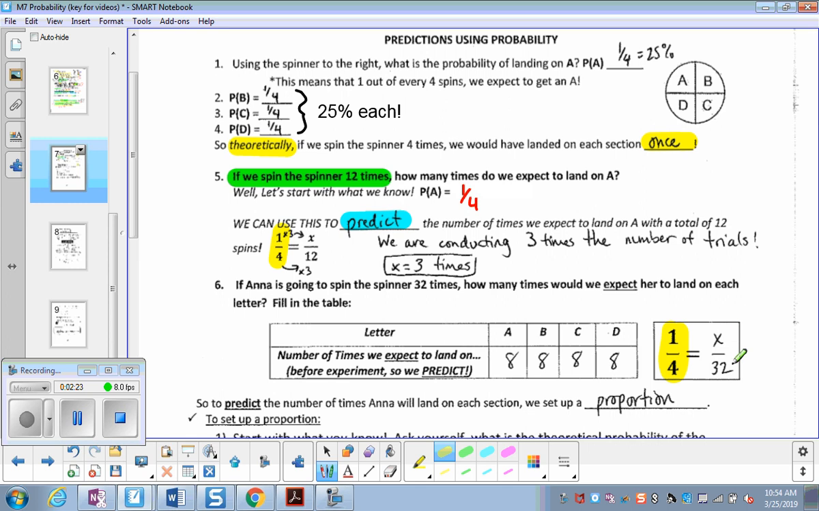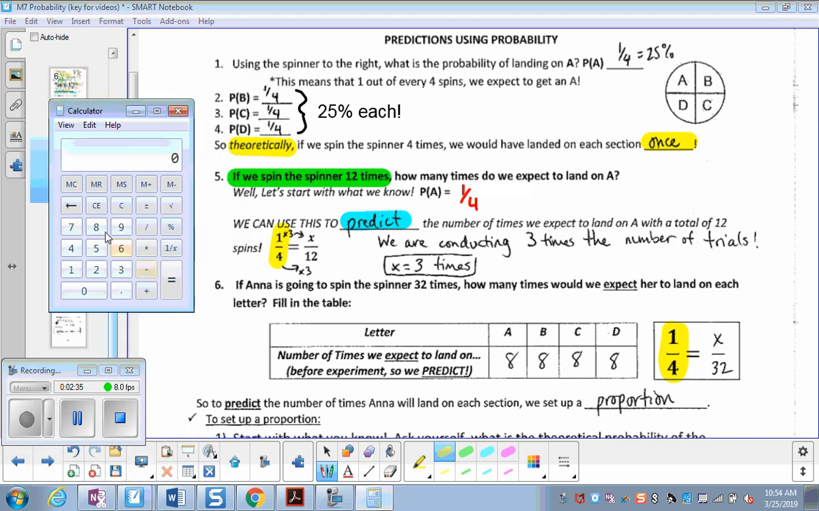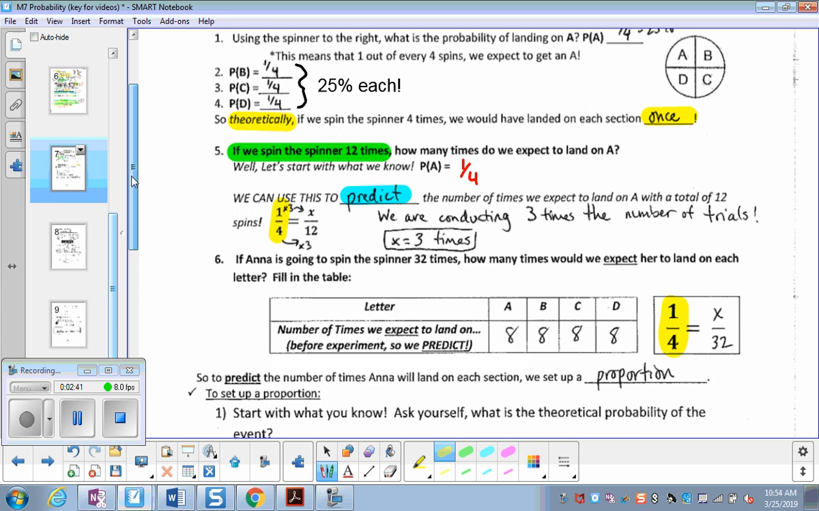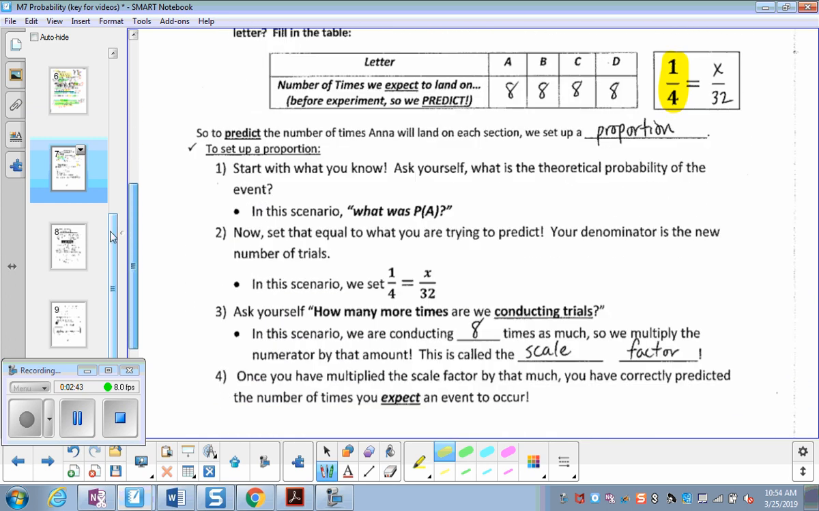So 8 out of the 32 times we'd expect to land on A, 8 out of 32 B, 8 out of 32 C, and 8 out of 32 times would be D. Once again, in the calculator, we want to make sure that the 8 out of the 32 is the same percent chance, and it is 25%. All right, cool. So let's fill out this bottom section now together.